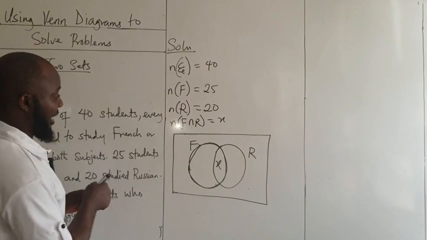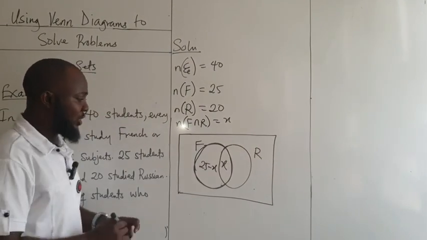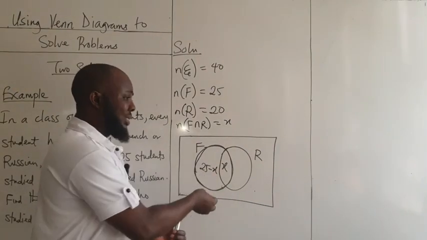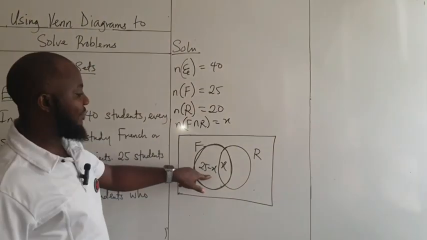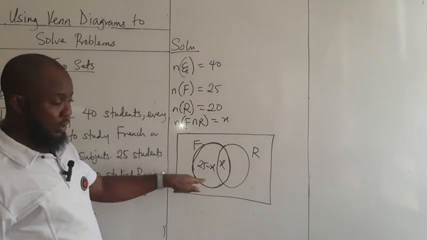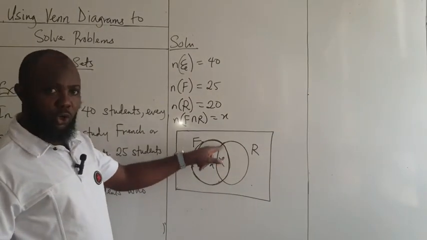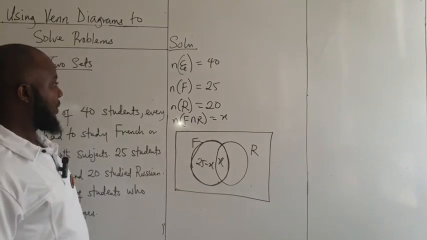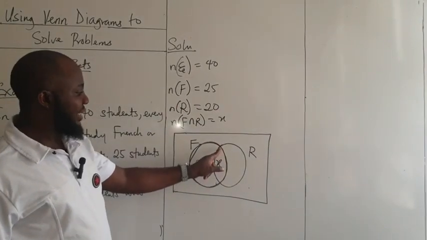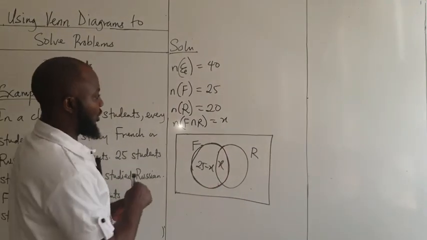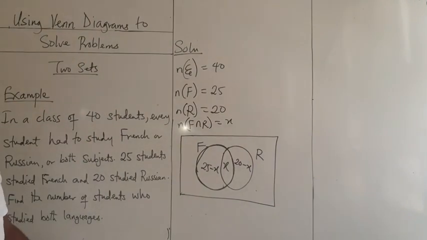So in that case, this place will then be 25 minus X. That is, we are going to remove the students that are studying Russian and also studying French. We remove them out, so what we have left here will be French only, while this one is French and Russian. Then move to this side. The number of students that study Russian is 20, and out of the 20, this one is going as X. So this will also be 20 minus X. Is that making sense?